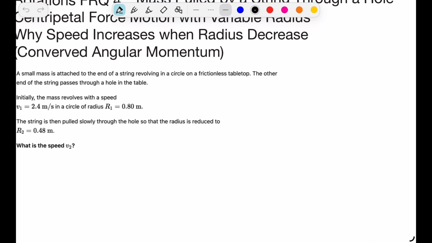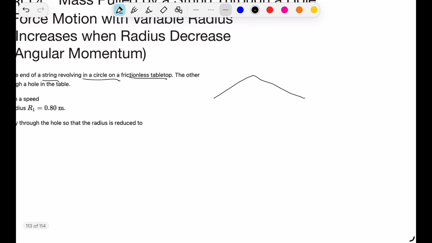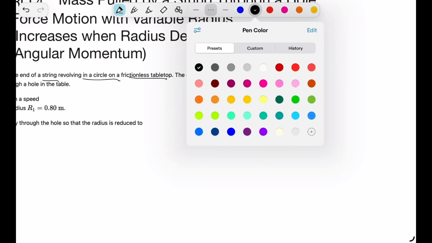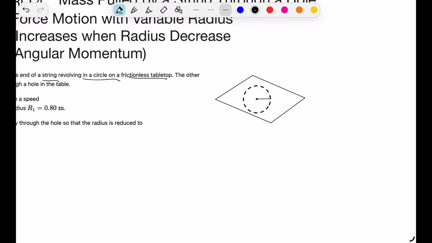So we have a small mass attached to the end of a string revolving in a circle on a frictionless tabletop. So let's draw our tabletop out. In a circle, we're going to have that our mass will be moving. So at a radius r is going to be where the mass will be connected. And we have our string, for example, would be pulled by our hand here.